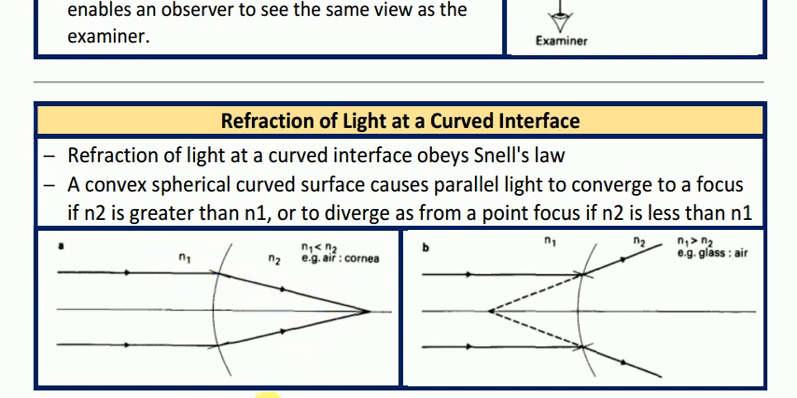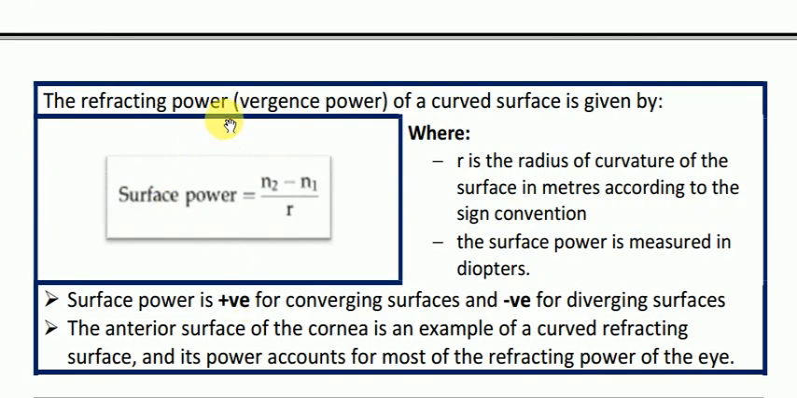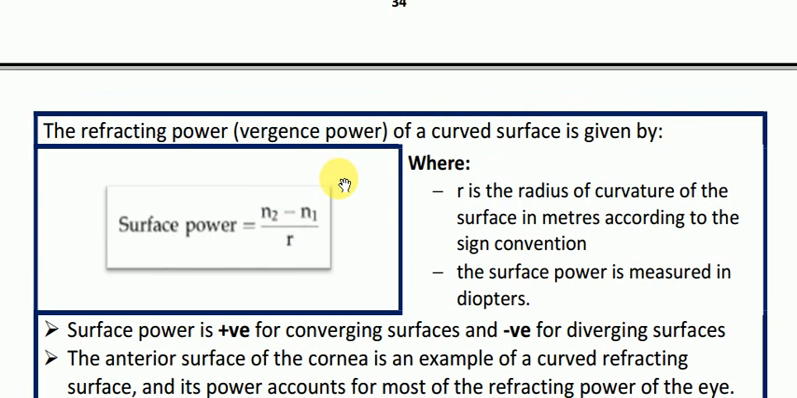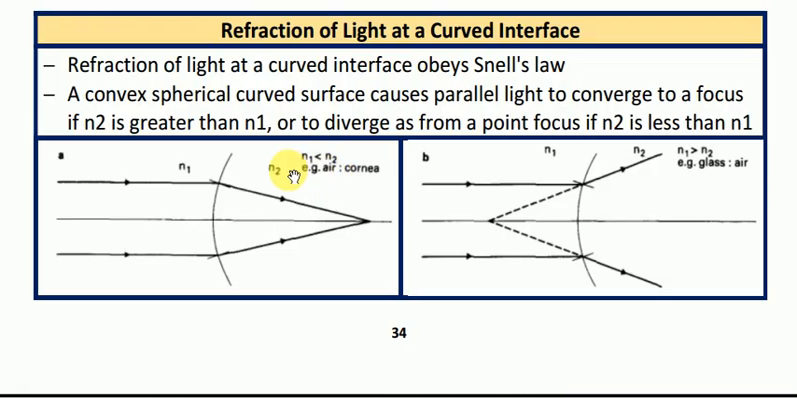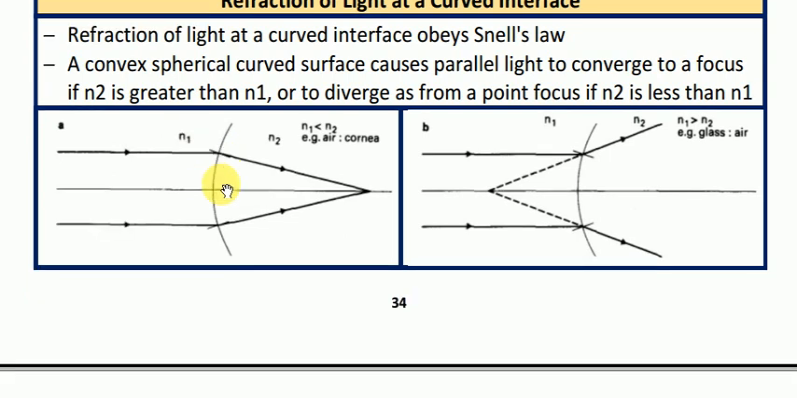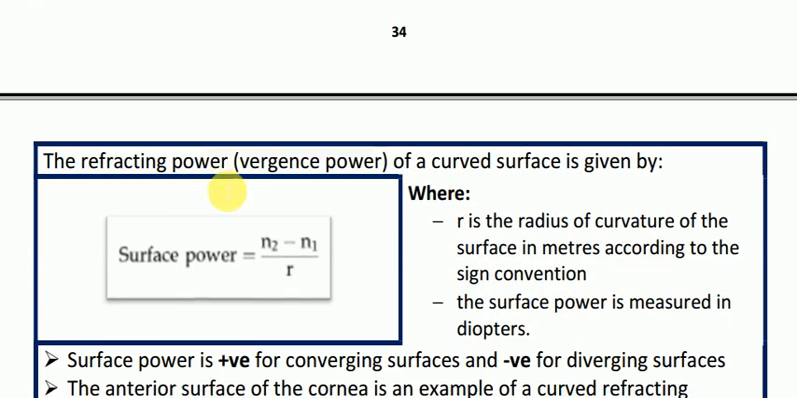Now the refracting power or vergence power of a curved surface is given by N2 minus N1 divided by R. What is R? R is the radius of curvature of the surface in meters according to the sign convention, and the surface power is measured in diopters.